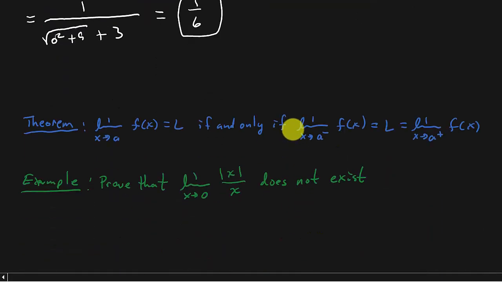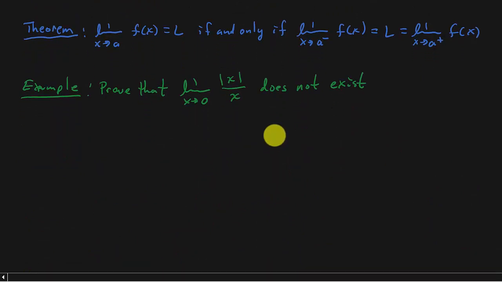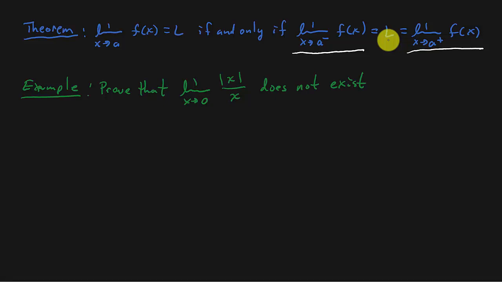All right, so let's look at this. It says, we got a theorem. It says the limit of f of x as x goes to a is equal to L if and only if the limit from the left and the limit from the right are the same thing. So if we take the limit of f of x as x approaches a from the left and the limit of f of x as x approaches a from the right, if those are the same, then that's your limit. All right. If they're not the same, then what happens? It does not exist. All right.